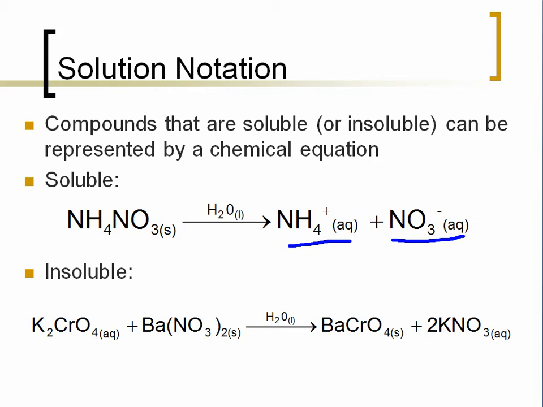An insoluble compound is when you mix some stuff together and it forms a solid on the product side. So here we have potassium chromate aqueous reacts with barium nitrate aqueous. We dissolve these in water. We form barium chromate solid and potassium nitrate, and that remains aqueous. So this is insoluble because this is on the product side and it formed a solid.